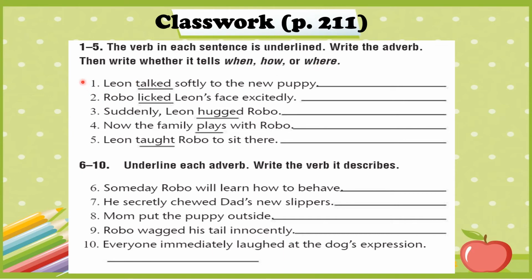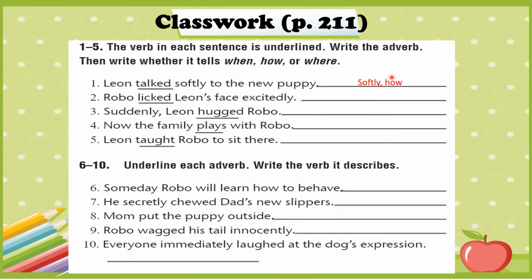Let's do number 1. Leon talked softly to the new puppy. So your verb in here is talked. So how did Leon talk to the new puppy? The manner in which the action was done was softly. And in this case, it's an adverb that tells how. It's an adverb of manner.